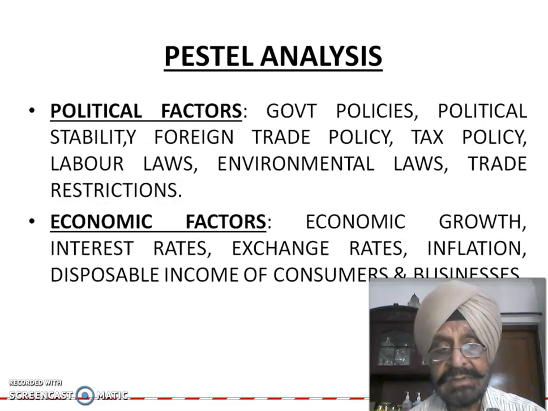The second was the economic factors: economic growth, how the economy is growing, interest rates, exchange rate, especially dollar versus the rupee, and in our case, inflation, and disposable income of consumers and businesses. That is the E, economic. Now next is the S.